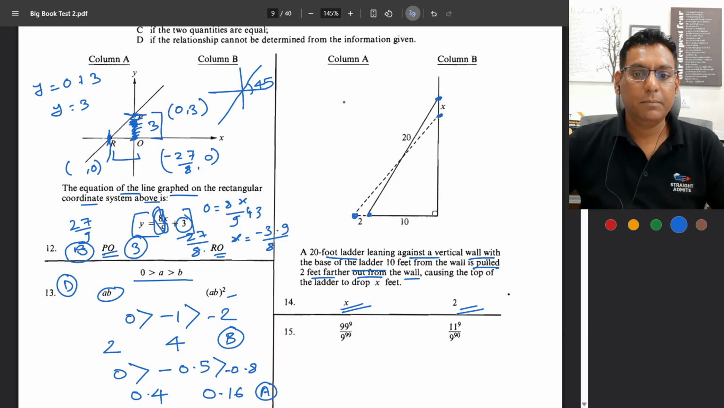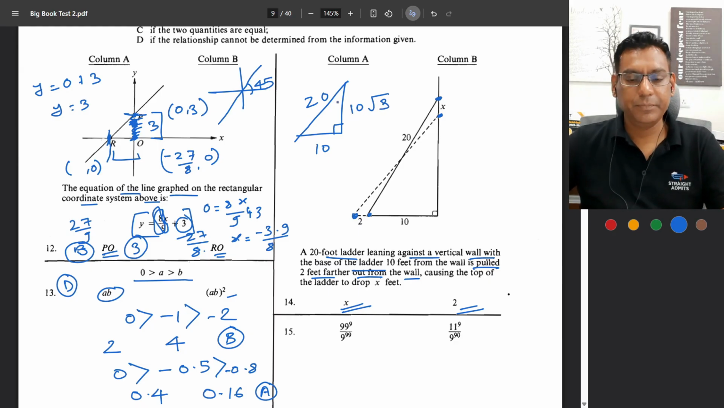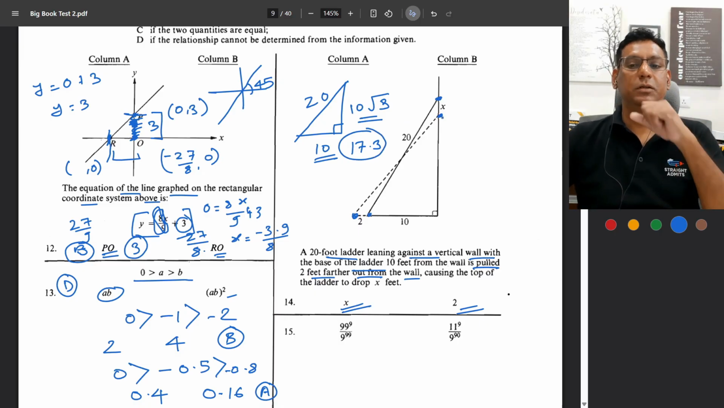Let me first do the original position. This is going to be 10. Obviously this is 90 degrees. This is 20. You can do the Pythagorean theorem and you will realize that this height, the original height, was 10 root 3. Why? Because the square of this is 100, the square of this is 300, and 100 plus 300 is 400, square root of that is 20. Simple Pythagorean. So what is root 3? 1.73. That means 10 root 3 is 17.3. That was the original position.